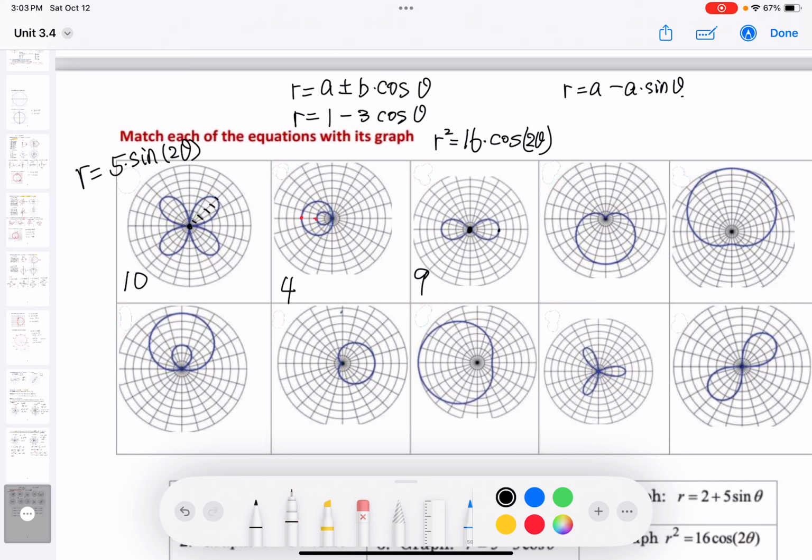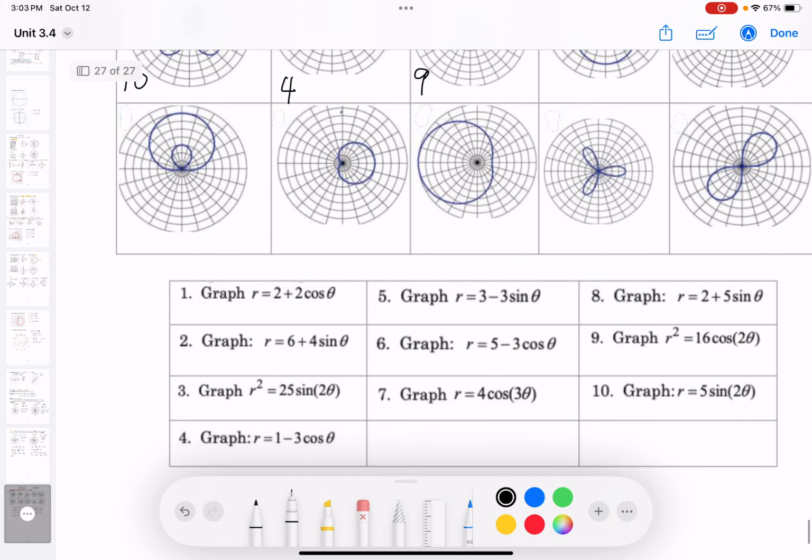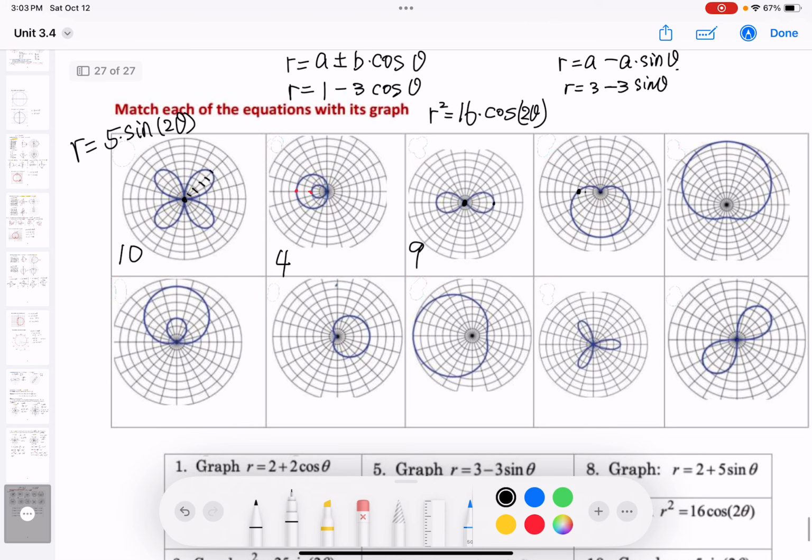So what is the A? We can tell the A is equal to 1, 2, 3. So r is equal to 3 minus 3 sine theta. So let's find where 3 minus 3 sine theta is. It is number 5. Let's put number 5 here.